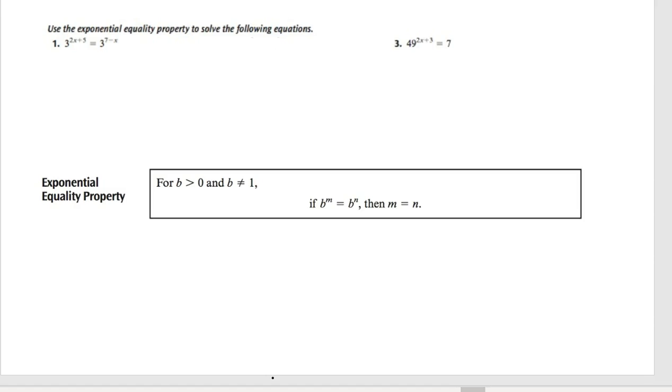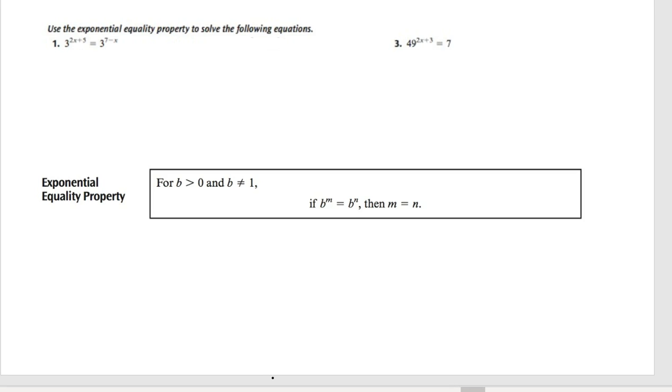In this section, we want to make sure we understand the exponential equality property. This is really handy. It says that if you can get the same base on each side of the equal sign, then the exponents will be equal. So what we're going to do is look at these problems and see, is there any way that we can make the bases be the same?